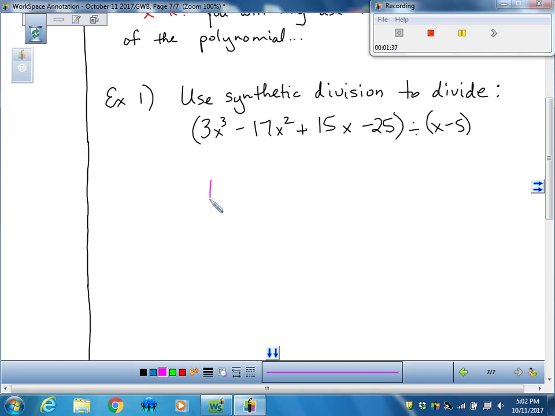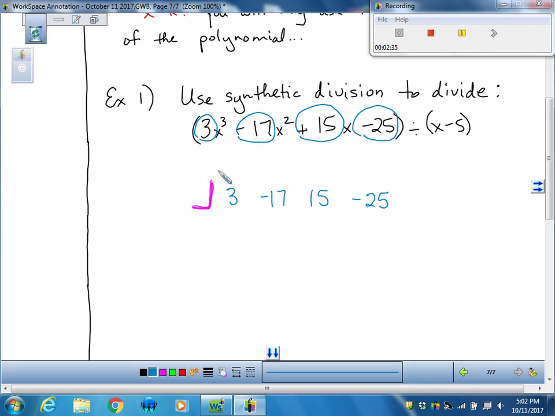So the way that we set it up is we use this little marker, and then we're going to pick out all of our coefficients. Before you do that, make sure all your terms are present. That's always a question you have to ask: do I have all of my terms, and are they in descending order? It starts with x cubed, goes to x squared, then x to the first, and then we have our constant term where there is no x. So this is in proper order, and all the terms are there. Now I'm going to take all of my coefficients and keep them in this order: 3, negative 17, positive 15, negative 25.